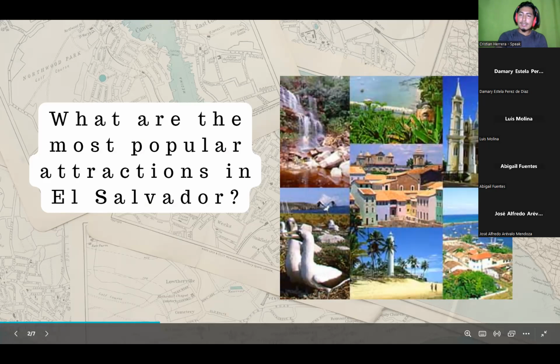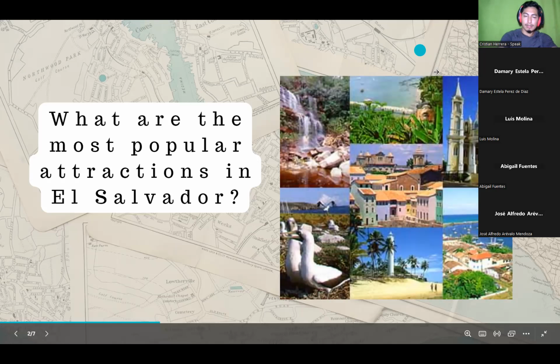Okay, we will start with a girl. So Abigail, you will be our first volunteer. What are the most popular attractions? What do you think? Can you repeat, teacher, please? Yes, let me see the question. What are the most popular attractions in El Salvador?